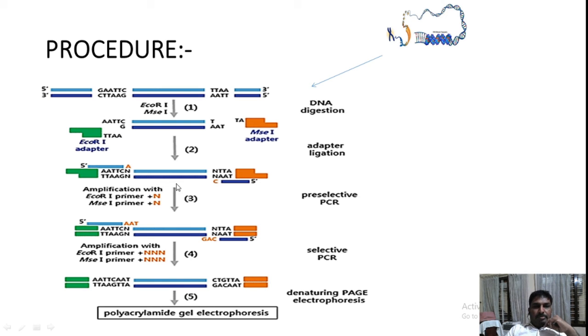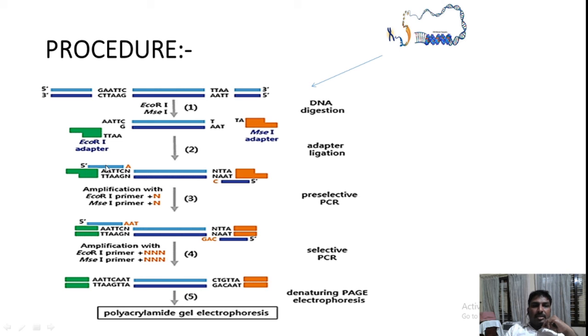Normally during the PCR process, you cannot amplify this particular DNA fragment. You know why? Because this particular fragment is coming from somewhere in the genome. The sequence of it might not be known, so you cannot synthesize or prepare a primer against it. But you had already added adapters on both of its ends.